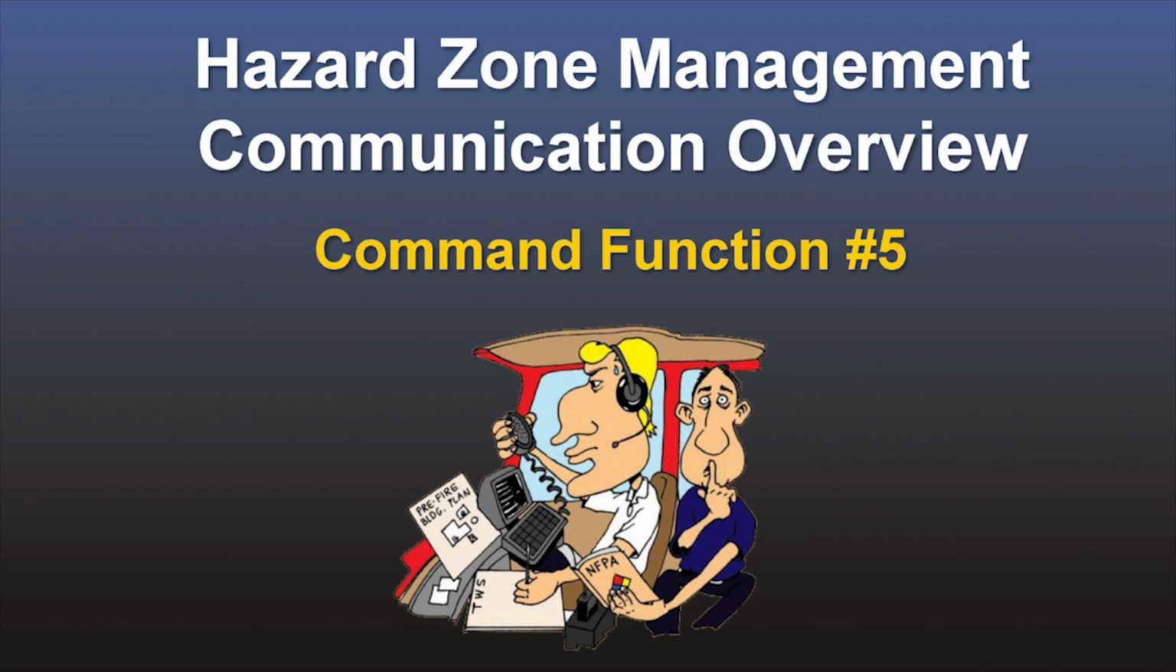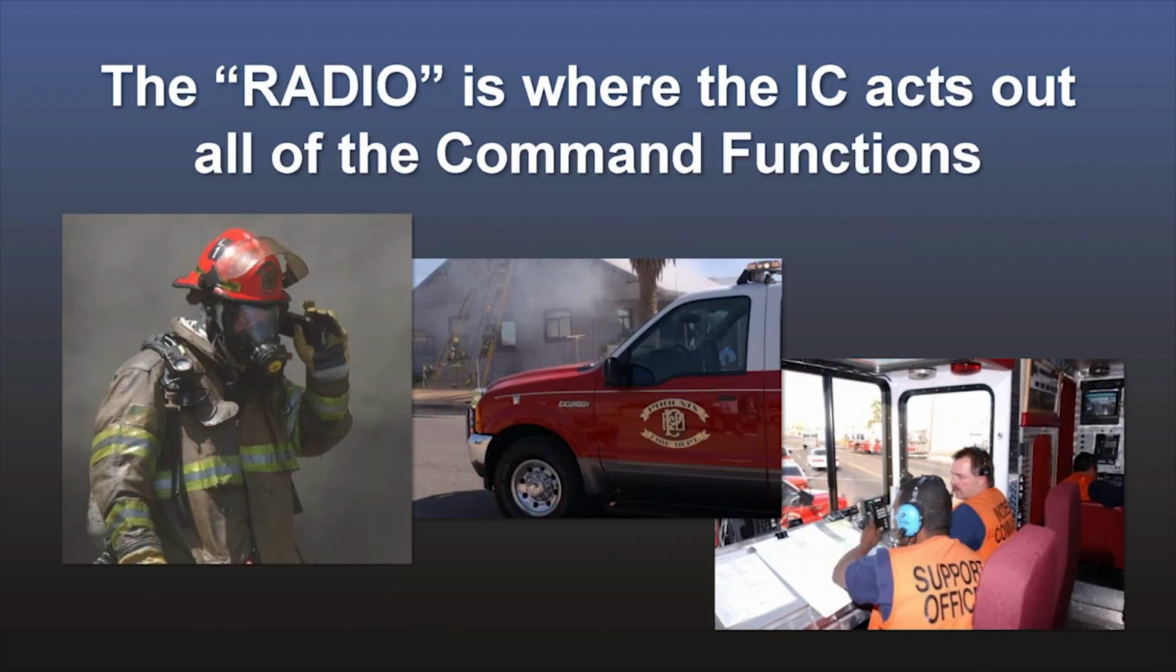Jumping on communications as the major problem at incidents where things go wrong is fairly predictable, and it happens quite a bit. This should be a strong indicator of how critical effective communication is to virtually everything that occurs during incident operations. Therefore, communications becomes one of the major pieces of command and operational effectiveness. The radio is where the IC acts out all of the command functions.